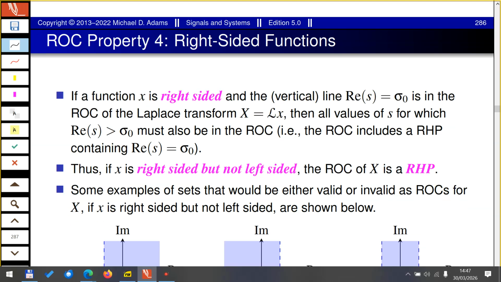Now, the fourth property is about right-sided functions. And we just said it. What do you mean by right-sided functions? Can you recall? Right-sided but not left-sided. What we mean by that is that there must exist a point on the time axis below which it must be 0, right? This point can be anywhere, and we don't care what happens there. So if a function is right-sided but not left-sided, he has to make it very clear here, right? Then the ROC is actually a right half plane.